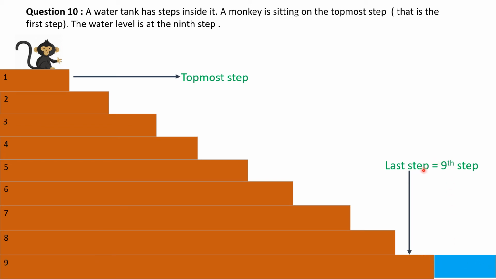So that means the 9th step is the last step. So we can see the steps 1, 2, 3, 4, 5, 6, 7, 8 and 9. We have 9 steps in total. A monkey sitting on the top of the step, and at the 9th step the water touches the step, which means the water level is at the 9th step. Total of 9 steps, right? Now keeping this in mind, let's see what the question asks us.